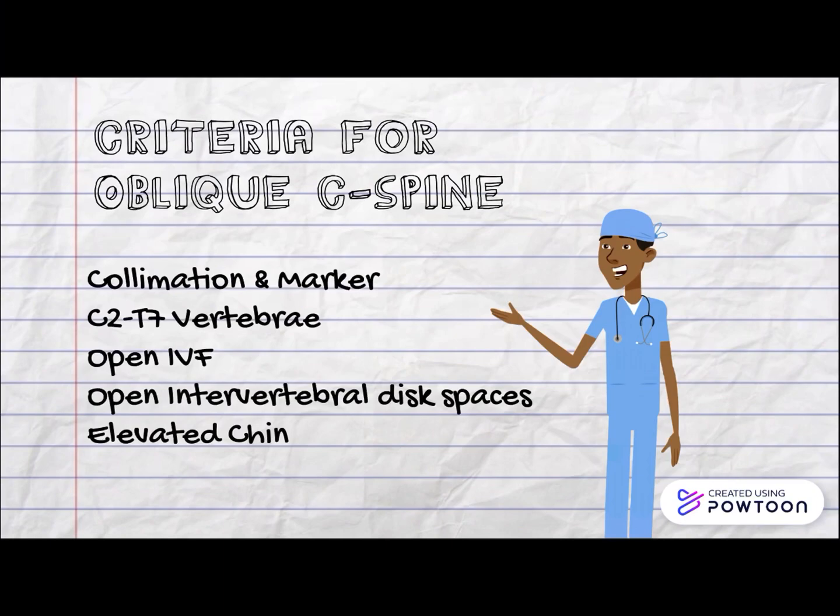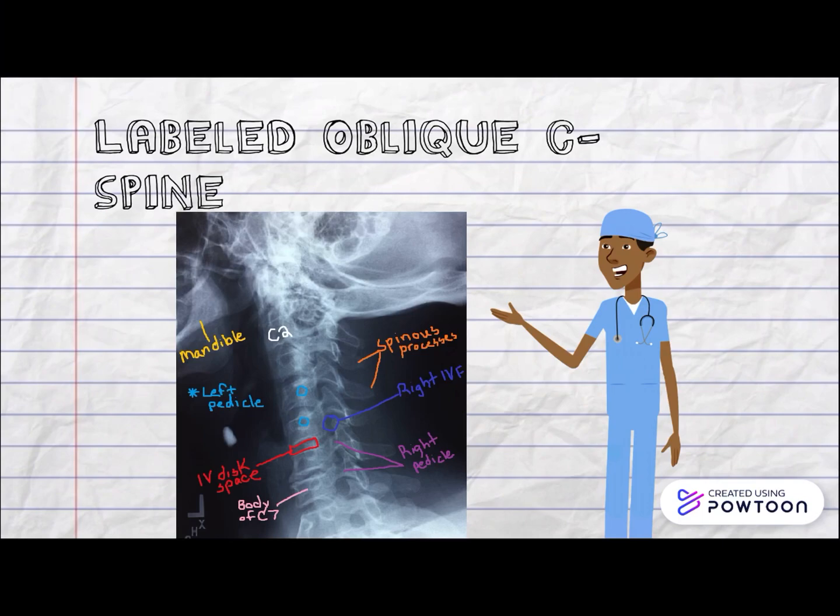And that's evident by the visibility of the bodies of C2 and T1 of the vertebral column. The intervertebral disc spaces are also open, and they're important to help rule out stenosis. And I also have the left pedicle circled in blue, and it's faint and symmetric, lined up in the middle of the bodies of the C-spine, and those are important for the image analysis part.